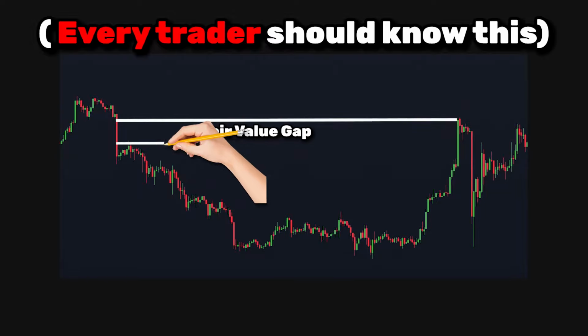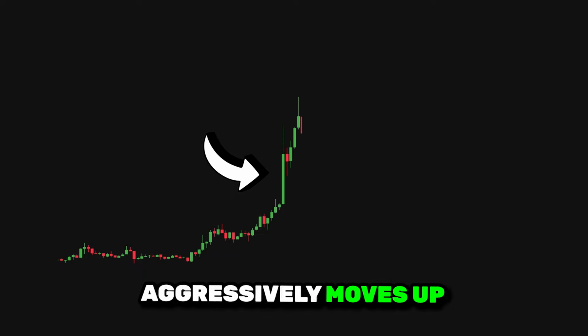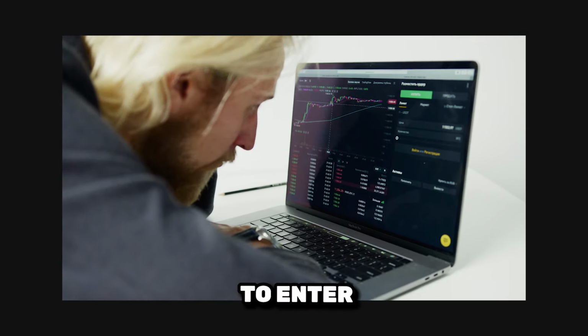Fair value gaps are better known as FVGs. These are areas in the market which are formed after price aggressively moves up or down, making it difficult for buyers or sellers to enter new positions.